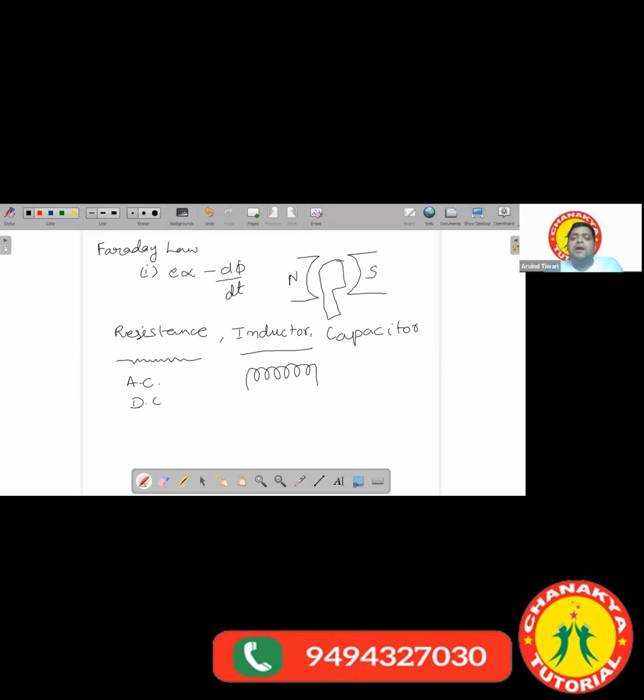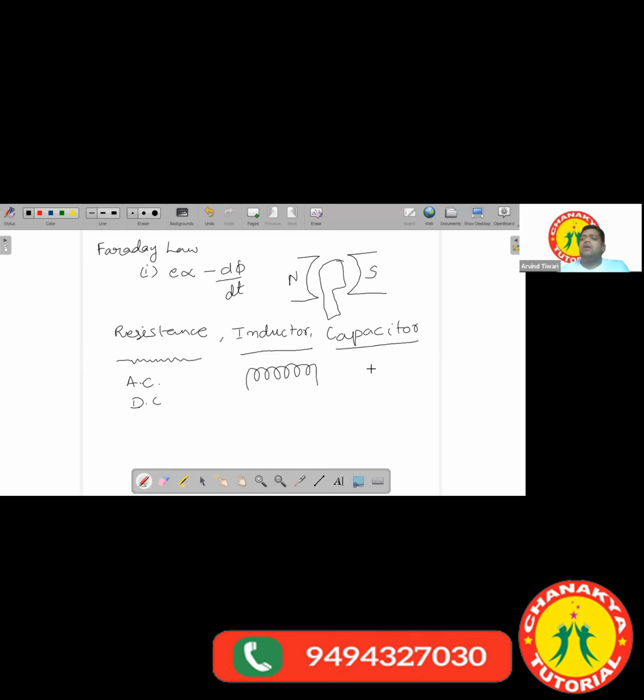It's not that if you increase the EMF, the current will increase. No. First the EMF increases, then when the EMF starts decreasing, the current decreases. So there is a specific relationship for an inductor. For a capacitor, there is a different relationship. A capacitor is a device which is used for storing charges.